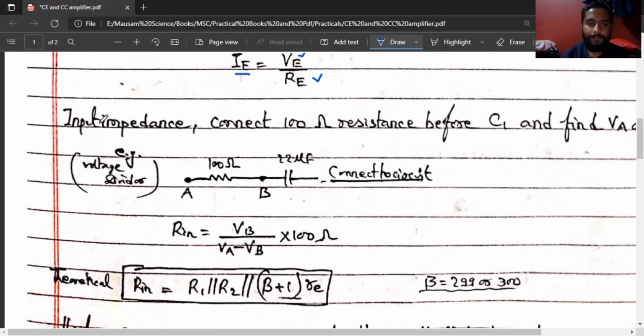So input impedance, now it is a term for input impedance. How to take out the input impedance? For this purpose, we'll connect the signal. Okay, we have prepared the voltage divider. We'll connect the voltage divider to a 100 ohm resistor before connecting it directly with 22 microfarad.